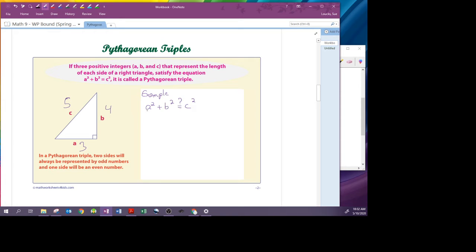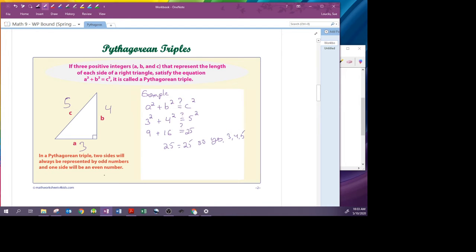My A becomes 3, so that becomes 3 squared. My B is 4, so that's 4 squared. Does that actually equal my C, which is 5 squared? So 3 squared is 9, 4 squared is 16, 5 squared is 25. So then we end up with 25 equals 25. So yes, 3, 4, 5 is a Pythagorean triple.